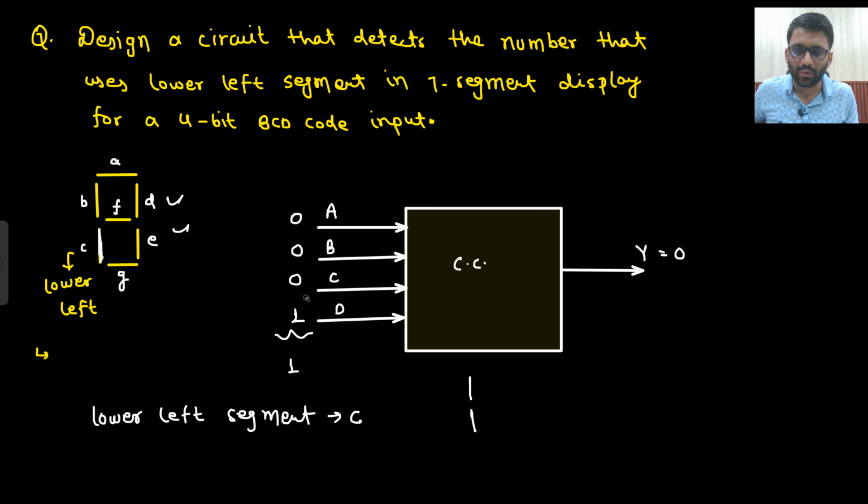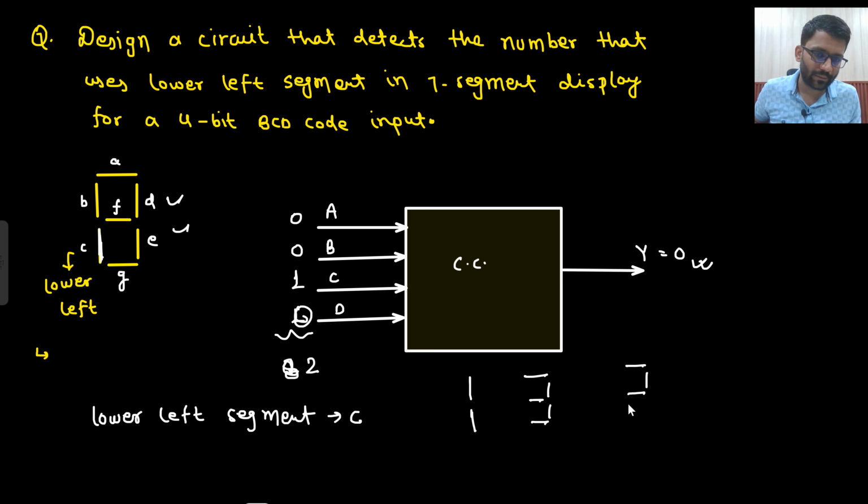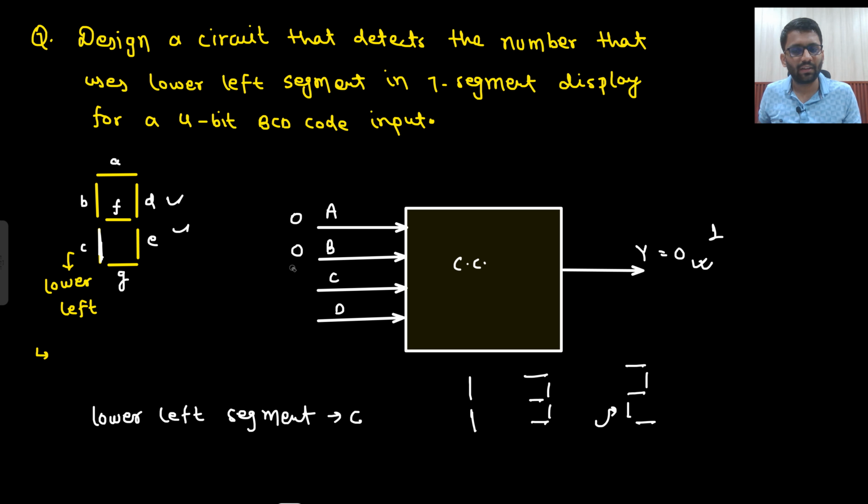Now let's say this is my input. What is the decimal equivalent of this? 3. If you are making 3, this is how you will make 3. So is it using your lower left? Again it is not using. Output will again be 0. If this is your input, then what is the decimal equivalent? 2. So are you using lower left one? Yes, then output will be 1. This is what you need to design. Input is a BCD code. You convert that to decimal. It will detect that number only which uses the lower left segment of the display.